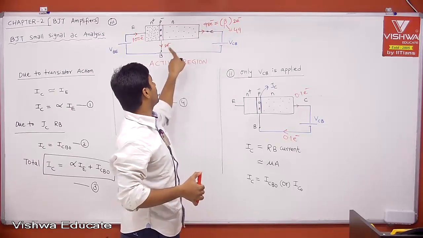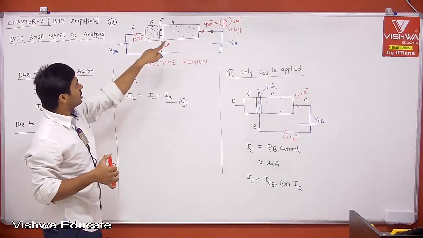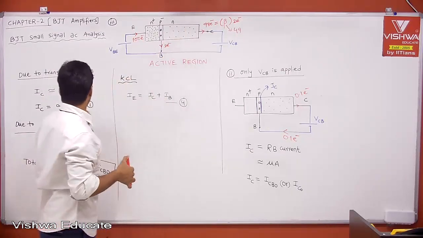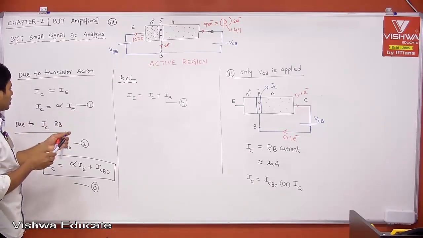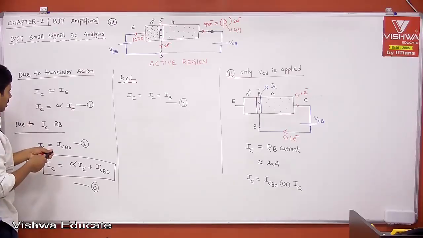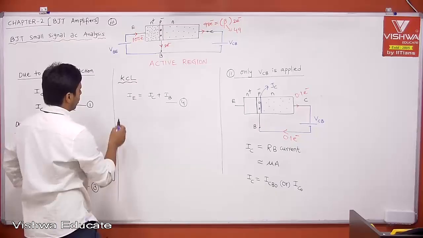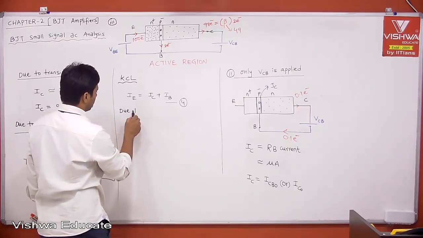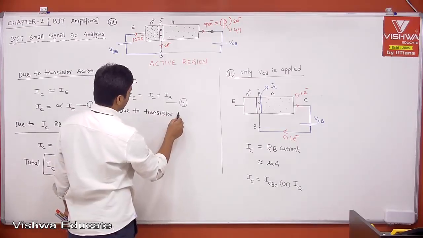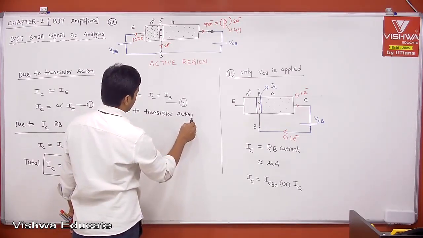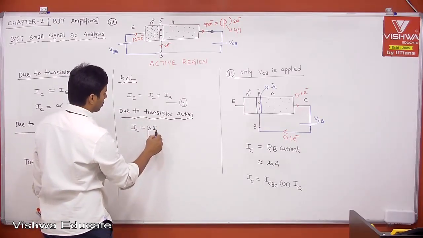Therefore, IC in terms of base current, IC is equal to beta into IB due to transistor action. And IC is equal to alpha into IE due to transistor action. Therefore, due to transistor action, IC is equal to alpha into IE, and then due to transistor action, IC is equal to beta into IB. Therefore, I can write here, due to transistor action, what is your IC? IC is equal to beta into IB.